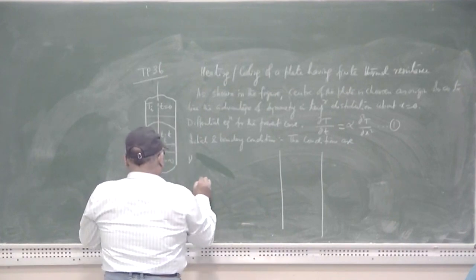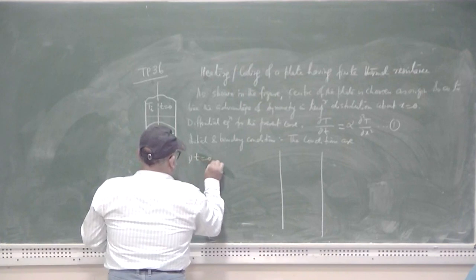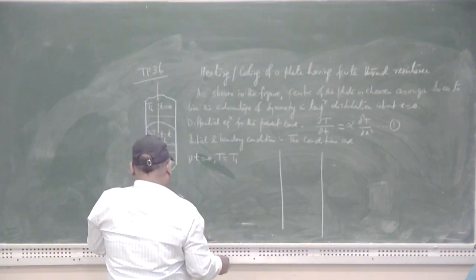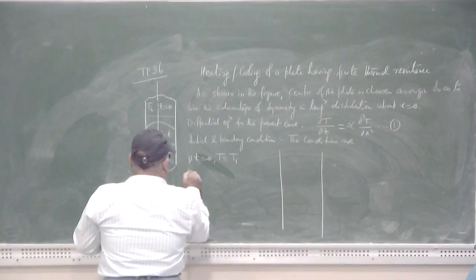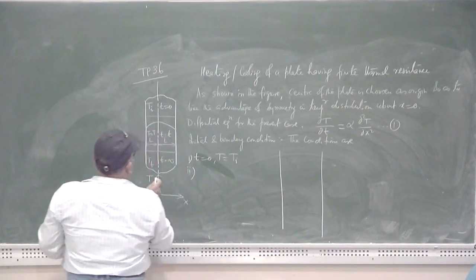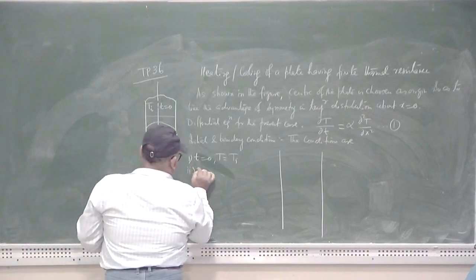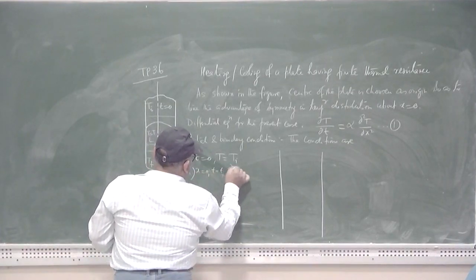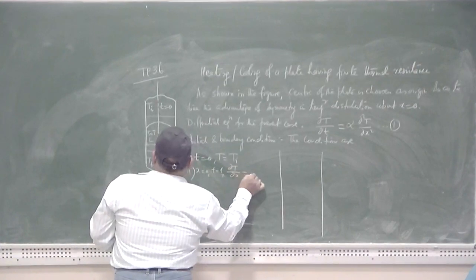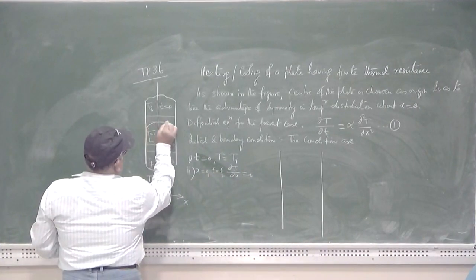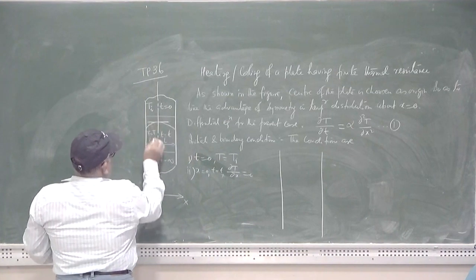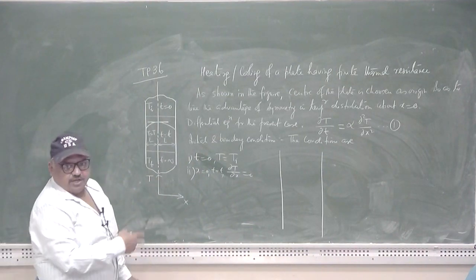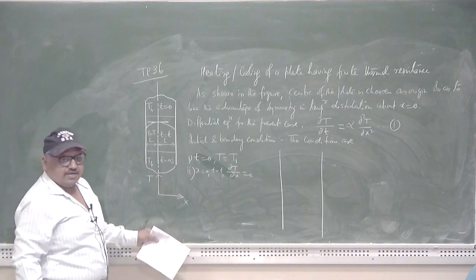Number 1, t is equal to 0, T is equal to Ti. Number 2, x is equal to 0, that is the center line, x is equal to 0, T is equal to T, and dT/dx is equal to 0, that is, the tangent drawn at this point runs parallel to the x axis according to the geometrical interpretation of dy/dx.